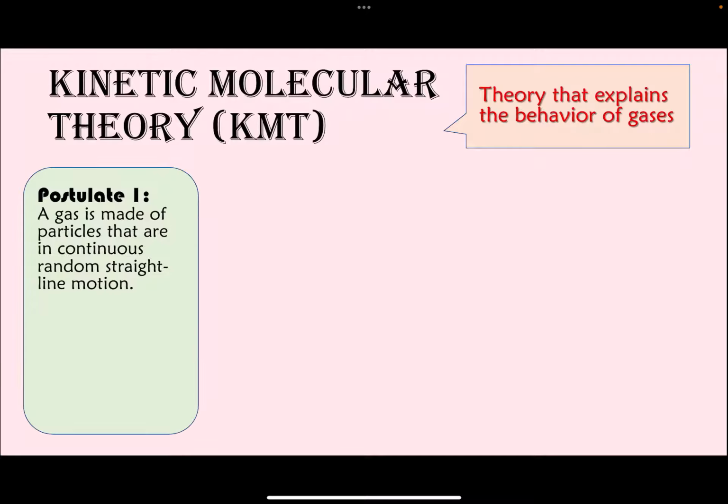The first postulate says that all of the gases are made of particles that are in continuous random straight line motion. So all of the gases are always moving and their motion is straight line, and it's very random because when they collide with something, they just change their direction and continue moving in a different direction.